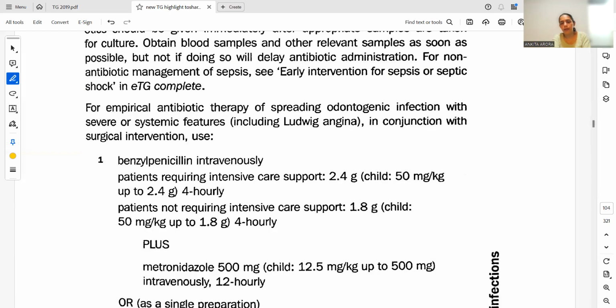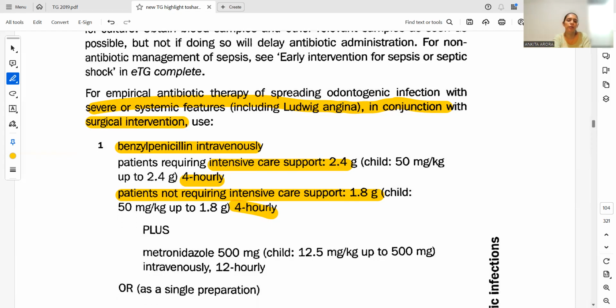Empirical antibiotic in this severe or systemic features, including Ludwig's angina, in conjunction with surgical intervention. What we would use is benzylpenicillin intravenously. Patients requiring intensive care support, 2.4 gram 4 hourly. And patients not requiring intensive care support, 1.8 gram 4 hourly. So here benzylpenicillin every 4 hours we need to give; for those who require ICU, 2.4 gram; not requiring means they can be a bit stable, it is 1.8.